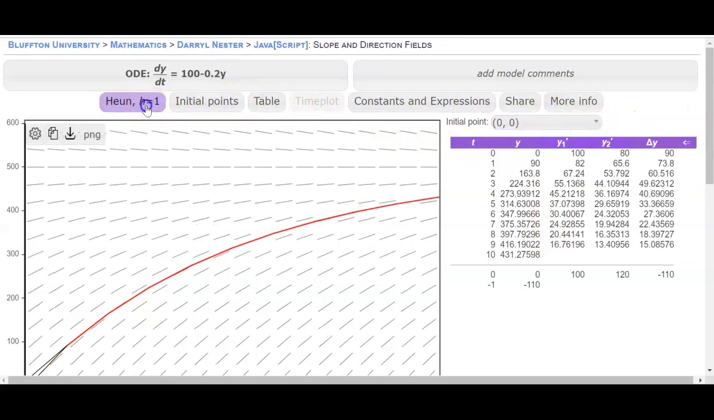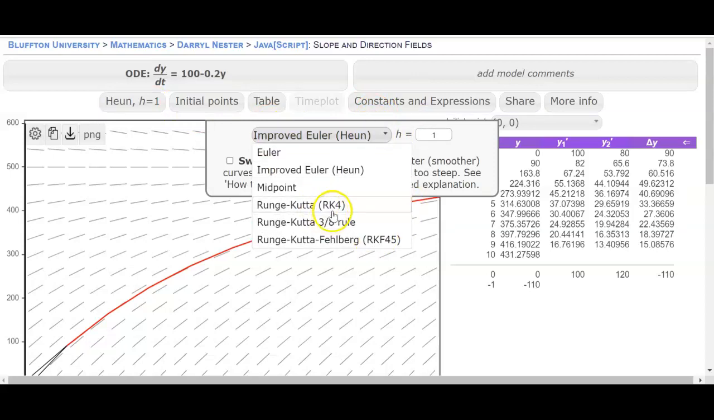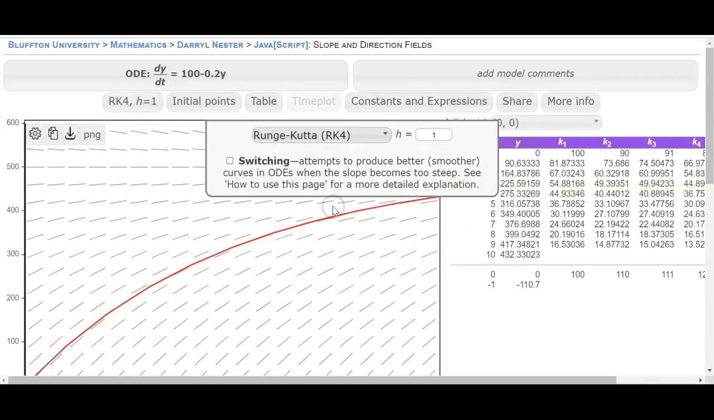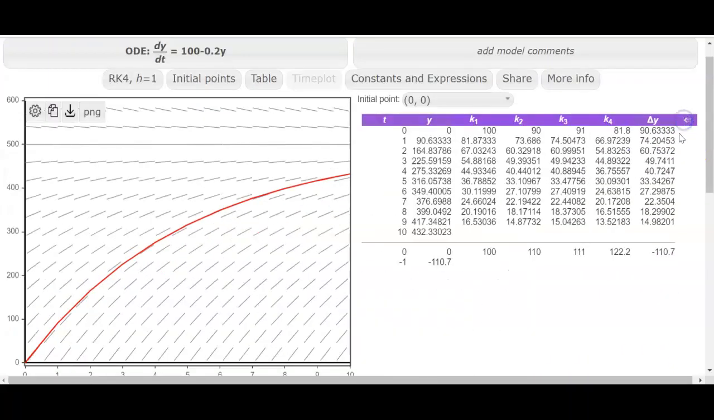Now, if I wanted to go to RK4, by the way, you see it's called the Heun method. That's another name for improved Euler. I believe that's the individual credited with it. Switch to RK4. You could expand that table out here, and you could actually see the 4 slopes. And if you take K1 plus 2K2 plus 2K3 plus K4, all divided by 6, that'll give you the 90.6633. And then you can see here's the time 10 estimate.